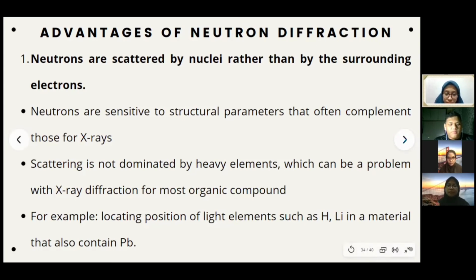It will be a problem for X-ray diffraction to detect light elements if the compound contains electron-rich atoms of metal, or what we know as heavy elements. For example, if we want to locate the position of light elements such as hydrogen or lithium in a metal that also contains plumbum.